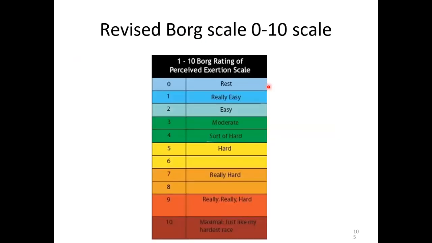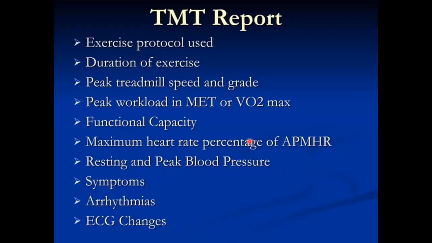While this is the reverse Borg scale, with a rating of about 0 to 10. So we can classify those patients as either at rest, really easy, moderate, soft, hard, like that, until you get to the maximal.